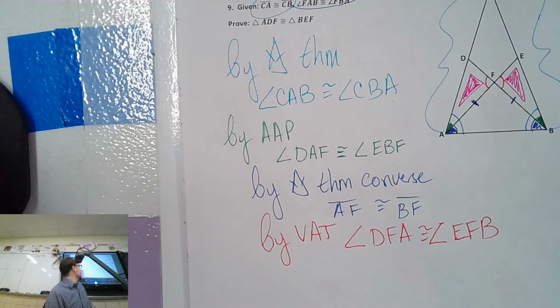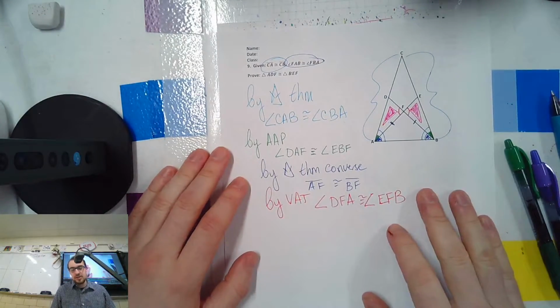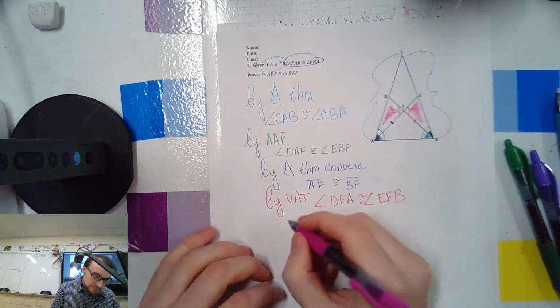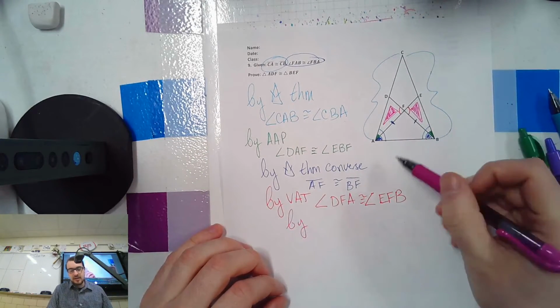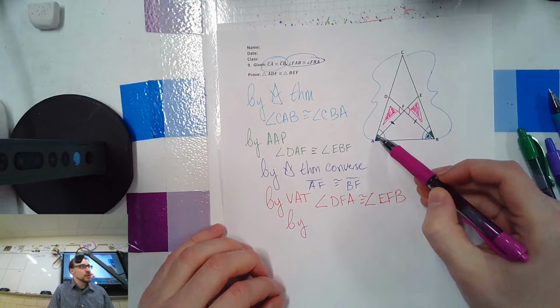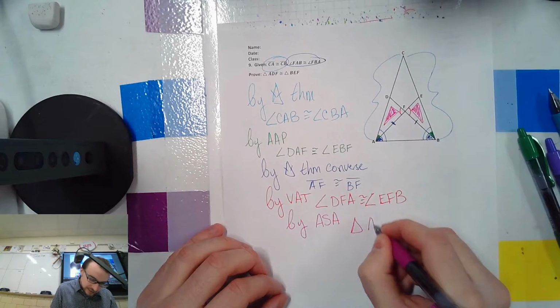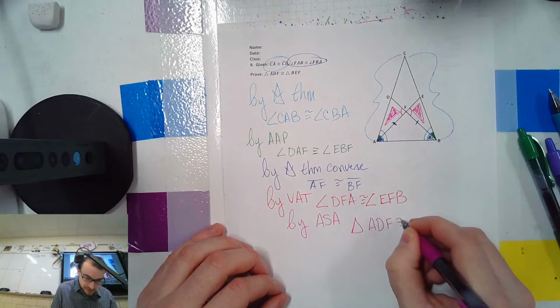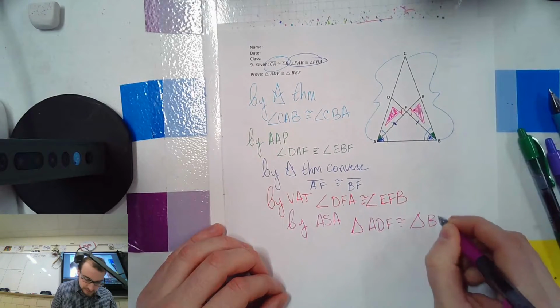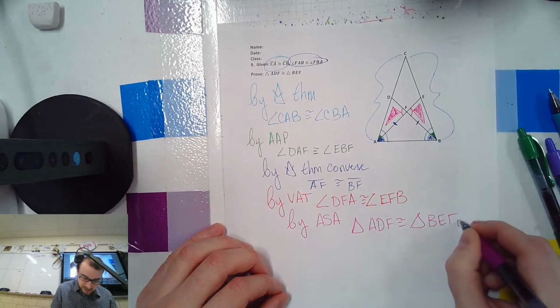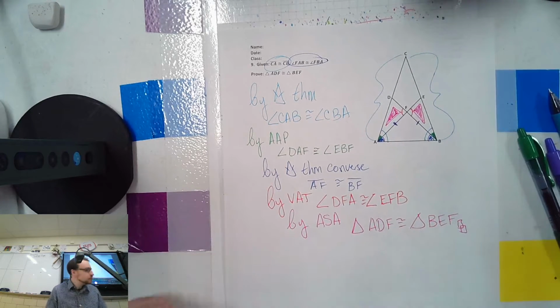All right, so now we have all the information we need to prove the triangles congruent, so let's do that, and then after we prove them congruent, we're done. So, what do we got here? Angle, side, angle is what I'm looking at. Triangle ADF is congruent to triangle BEF. That's exactly what they wanted. Done.